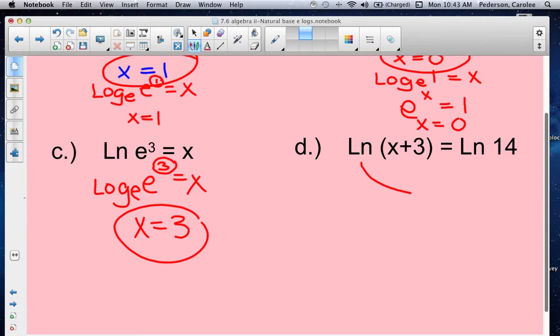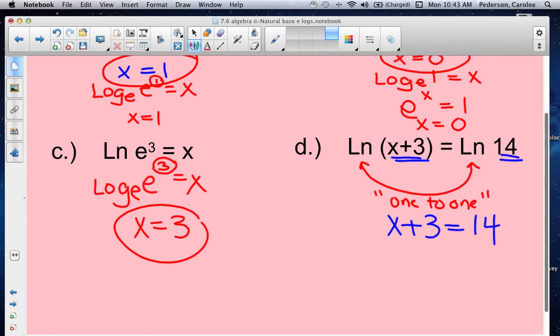Next example, I have a natural log on the left and a natural log on the right. So we have this thing called the one-to-one property. So they cancel each other out, and you just have to focus on the x plus 3 and the 14 and solve that like you would traditionally do in Algebra 1. Undo the 3, so minus 3, and you get x equals 11. Substitute it back into the original equation. Substitute 11 in here. 11 plus 3 is 14. The natural log of 14 equals the natural log of 14.